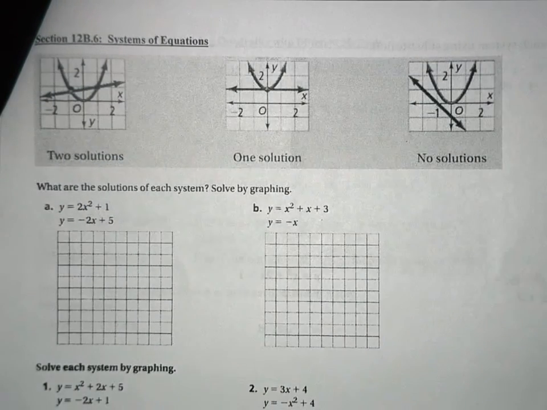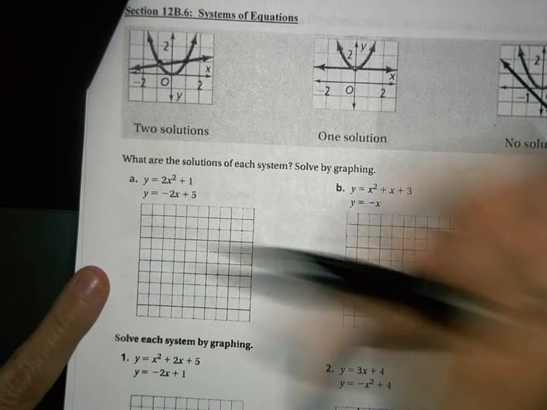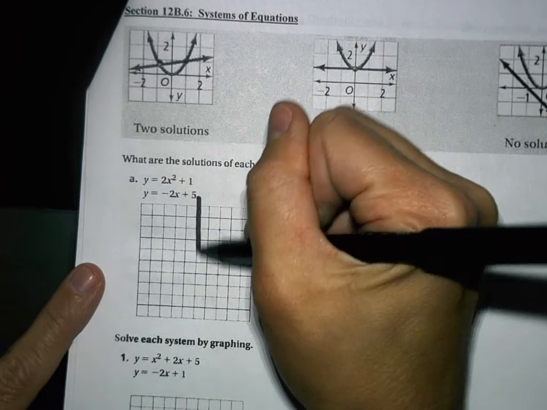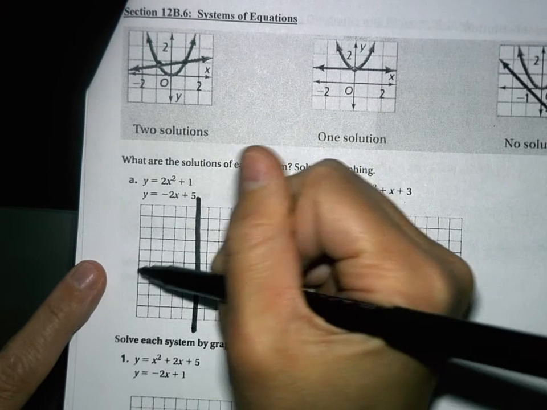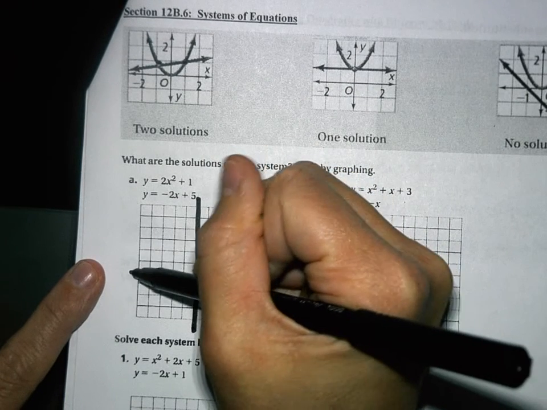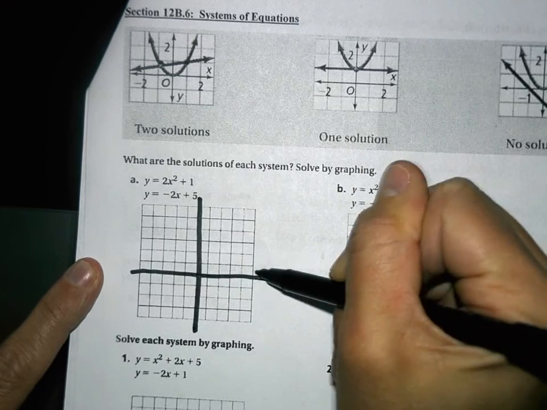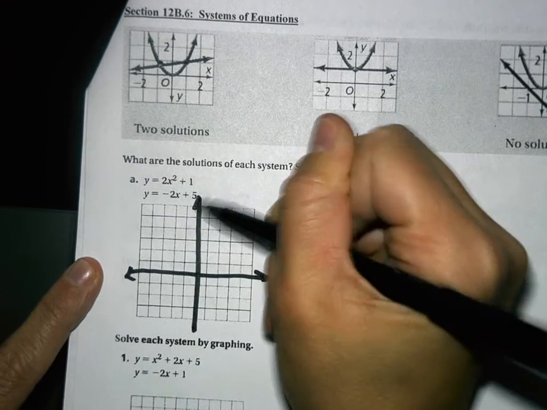There are multiple ways of solving these problems, but we are going to talk about graphing them, and when you see the points they intersect, that would be an answer. And then we're also going to talk about how to solve them algebraically. Starting with A, we want to make a coordinate plane. So I'm going to go ahead and draw my X and Y axis.